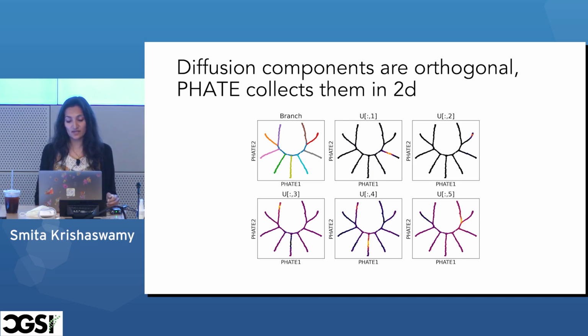So PHATE can visualize this whole thing, whereas diffusion maps can pick out one trajectory on average from each diffusion component. So maybe what this has shown you is that there are many notions of a distance that could be useful for different things. There could be one thing that's useful for clustering, like the diffusion distances. There could be something else that's useful for visualization, like PHATE distances.